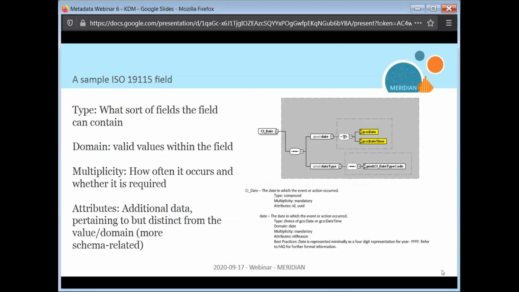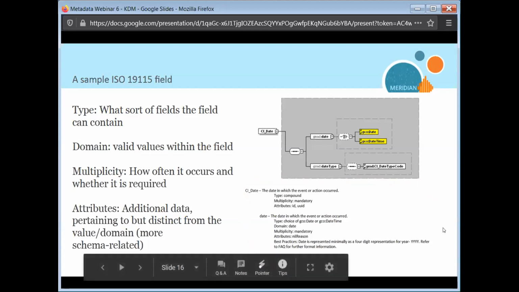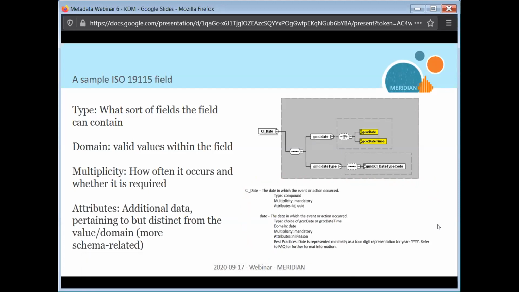So the parts I want to focus on in the text, just going one by one. If we're looking at the field date, which is referred to as GMD date in the picture, it starts with a little description: the date in which the event or action occurred. There's a type, which is what sort of fields it contains, essentially what type of data can go in there. In this case, it's a date or a date time.